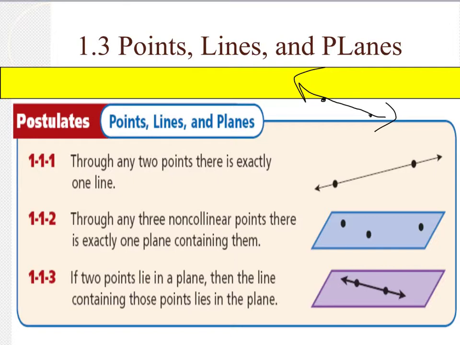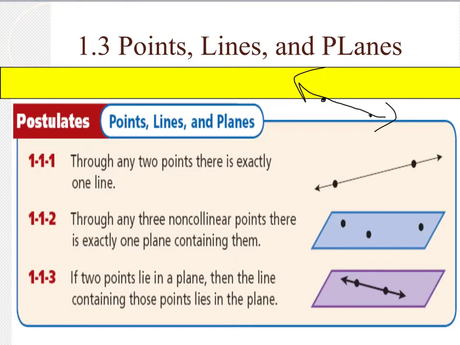Through any 3 non-collinear points, there is exactly one plane containing them. So if you have 3 non-collinear points, you also have a plane. If 2 points lie on the same plane, this is 1-3, then the line containing those points lies in the plane.